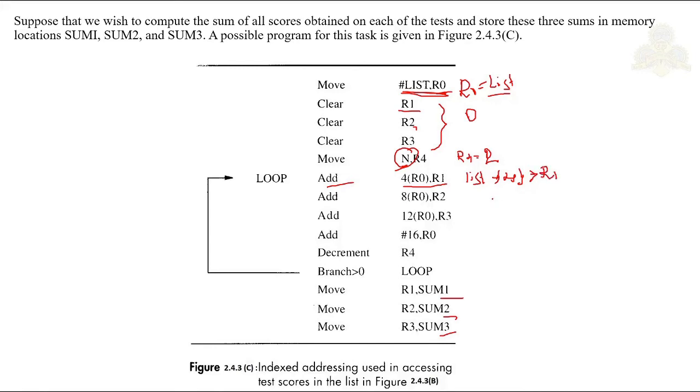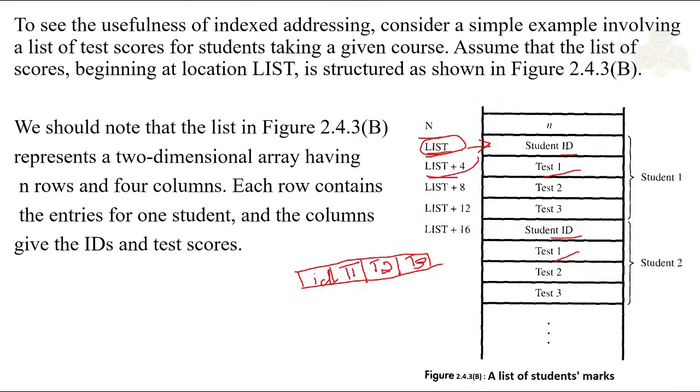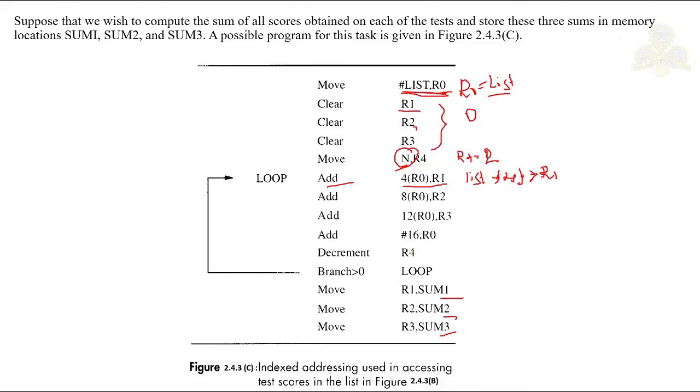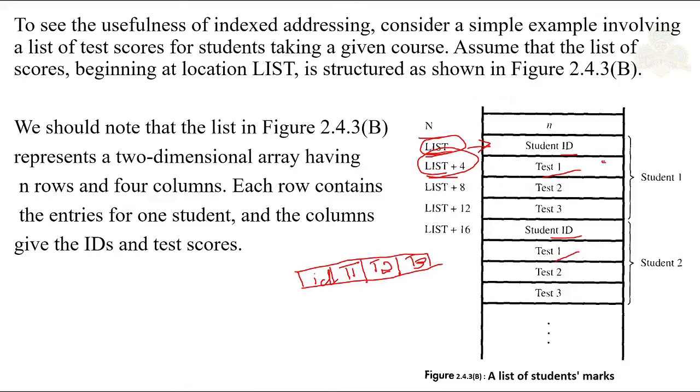Getting it? If you see this diagram here, list plus 4 is the first student's test 1 marks, which is taken and then added with the register R1. So what is the content of register R1 right now? Suppose it is 0, and suppose list plus 4 contains a value 2, this contains value 3 and this is 5. These are marks. Now this is student 1 and here is student 2. Again he has got the marks 5, 5 and 5 in each subject.